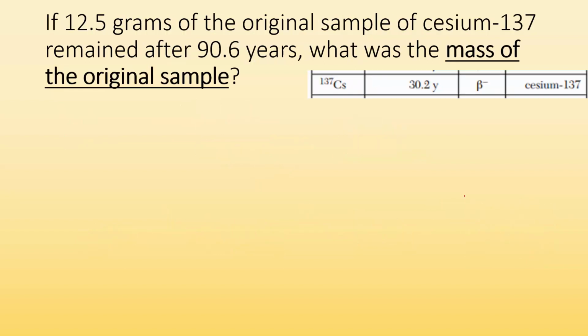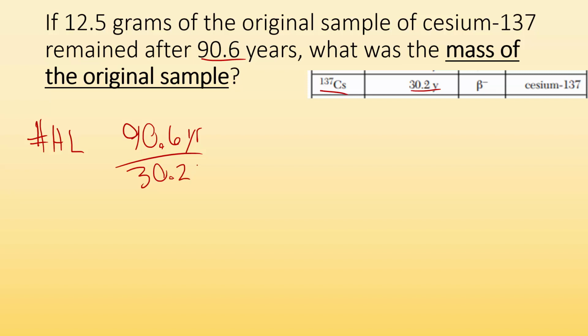All right, different kind of problem. If 12.5 grams of the original sample of cesium-137 remained after 90.6 years, what is the mass of the original sample? So again, I'm going to start off with the question, well, how many half-lives is that? Well, I got 90.6 years, and I look up cesium-137 has a half-life of 30.2 years. So I go, all right, 90.6 years divided by 30.2 years per half-life, and I'm going to end up with, again, coincidentally, 3 half-lives.